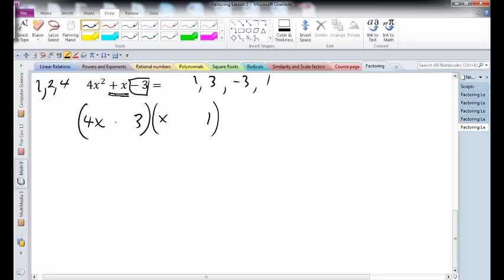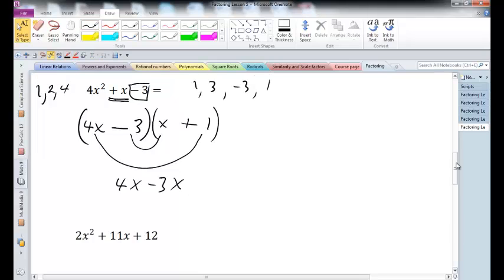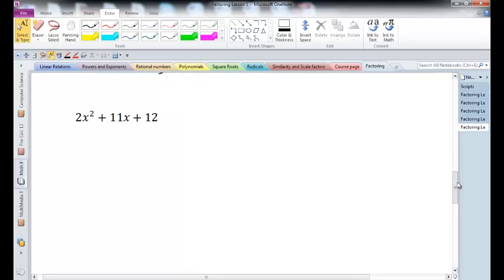What if we went negative 3x and a positive 4x? So I would have 4x minus 3x. And you can see that will produce positive x. Let's try another one together.